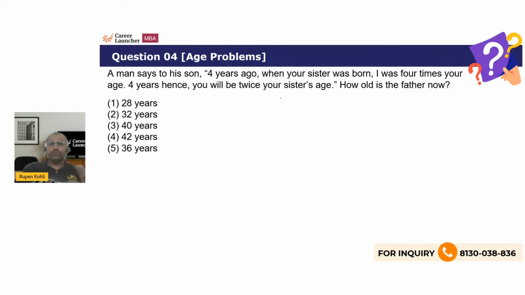Right, time out. So a man says to his son. The question is going in the past, 4 years ago, also going in the future, 4 years hence. So past, present, future, all the things are involved. And there are three people involved. One is a man, and then there is his son, and also there is his daughter, because your sister means his daughter, right? Okay. So there are three things: past, present and future.